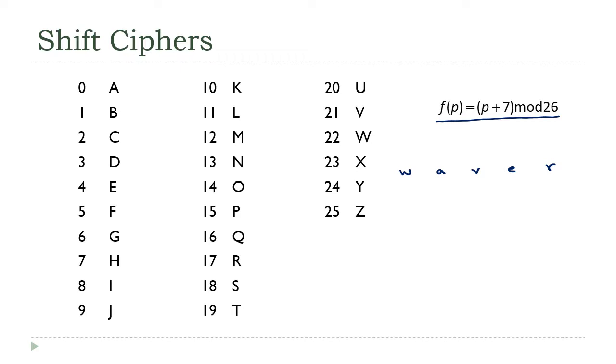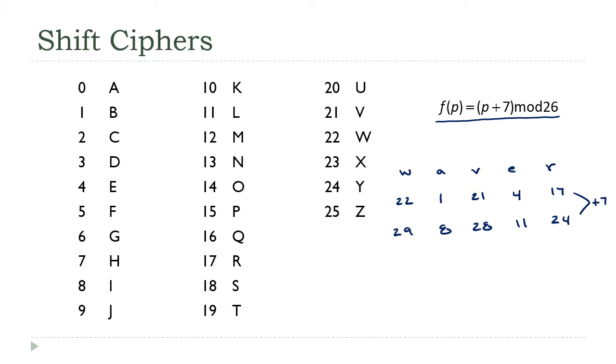So the first step is converting the word into a numeric equivalent. So I'm going to go to my little table here and I'm going to grab the number for each letter. W is 22, A is 1, V is 21, E is 4, and R is 17. Now we can encode the word by passing each number into our function. Adding 7 to each number gives us 29, 8, 28, 11, and 24.